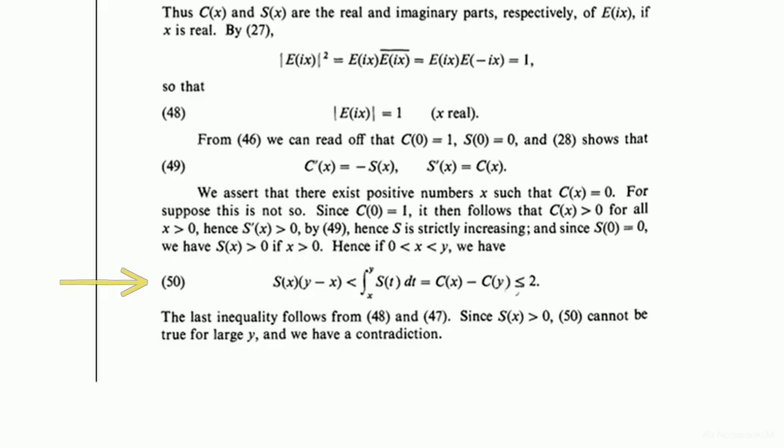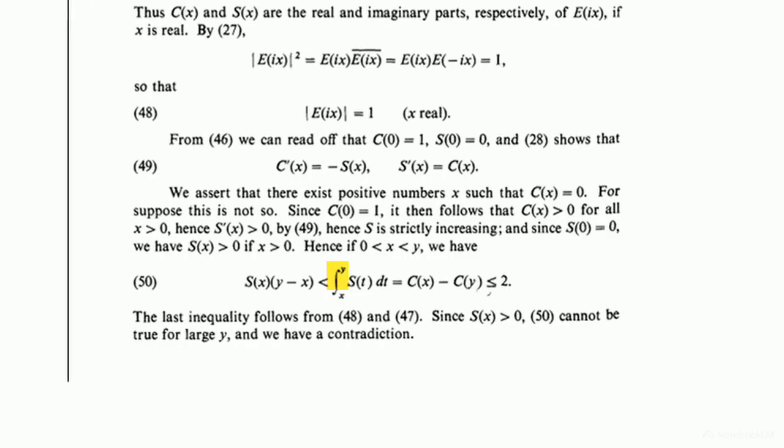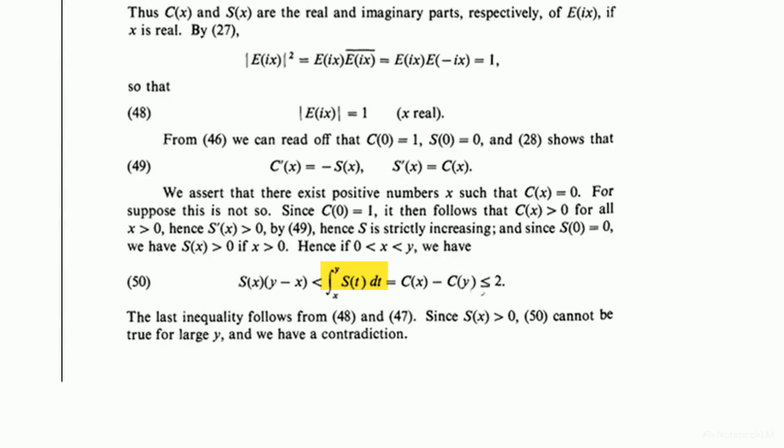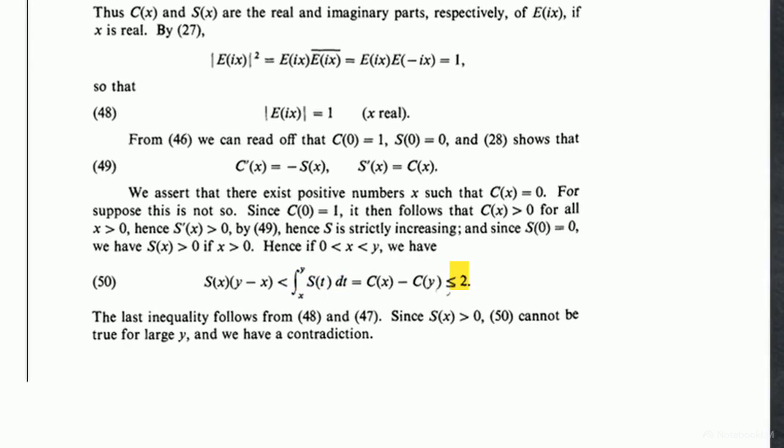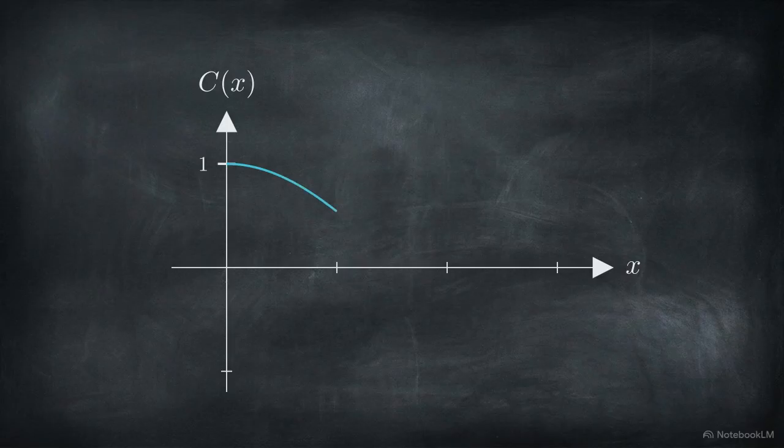Rudin uses inequality 50 to show that if c never crosses 0, s must continue to increase. This leads to a contradiction. The integral of an increasing s would eventually have to exceed 2, which is the maximum possible range for the function c. Therefore, c must eventually reach 0. We can define the term x0 as the smallest positive number where this 0 crossing occurs.